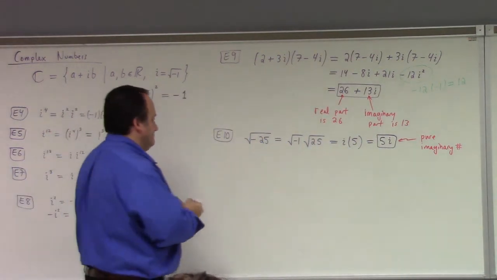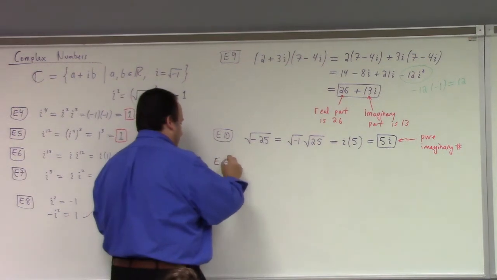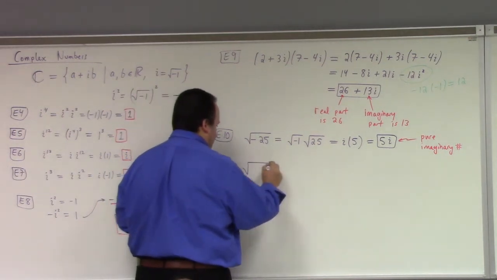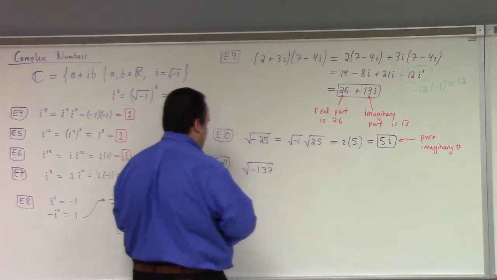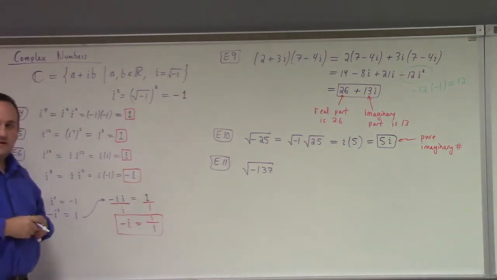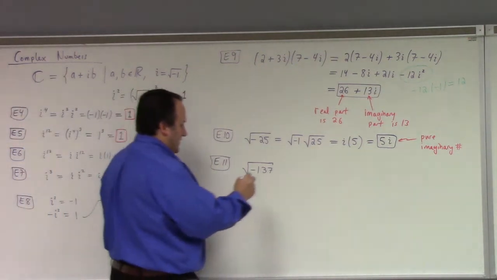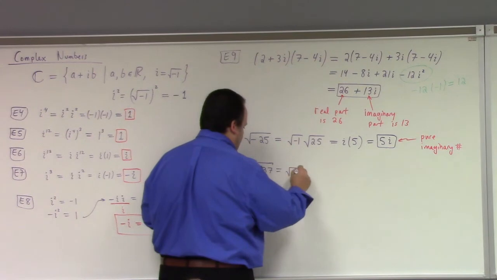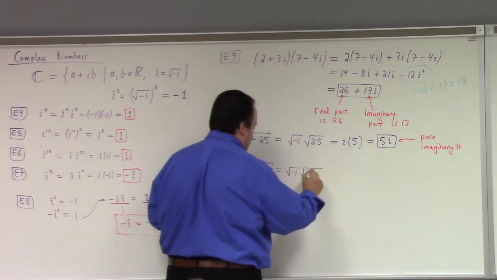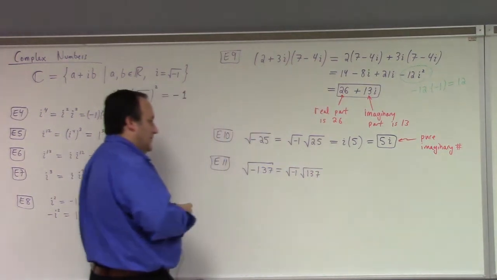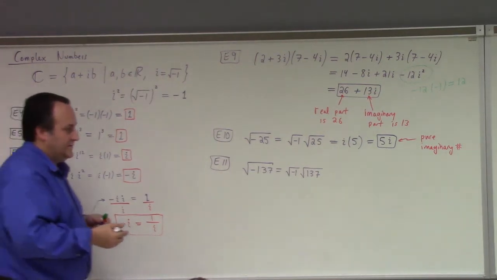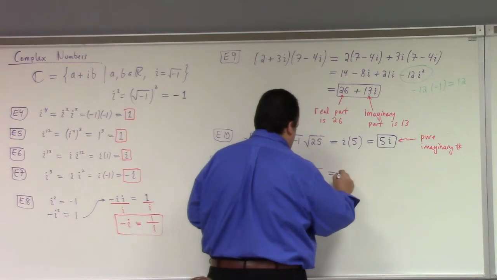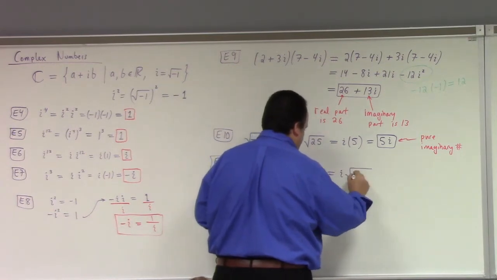Let's look at another one here. Example 11. What if I had the square root of minus 137? Again, think about it as the square root of minus 1 times the square root of 137, which is just what? That's equal to i times the square root of 137.